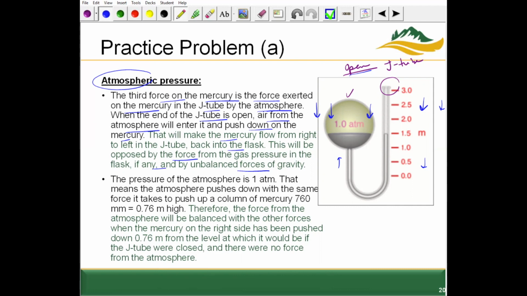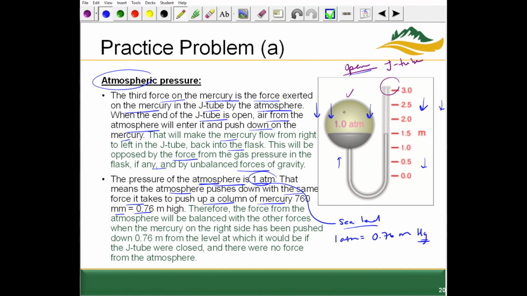So the pressure of the atmosphere is 1 atmosphere. That's only because we're told we're at sea level. Or we should be told we're at sea level. If we're not told we're at sea level, we can generally assume 1 atmosphere for the pressure of the atmosphere. That means the atmosphere pushes down with the same force it takes to push up a column of mercury 760 millimeters or 0.76 meters high. Remember, we've done this conversion before: 1 atmosphere is equivalent to 0.76 meters of mercury, technically.